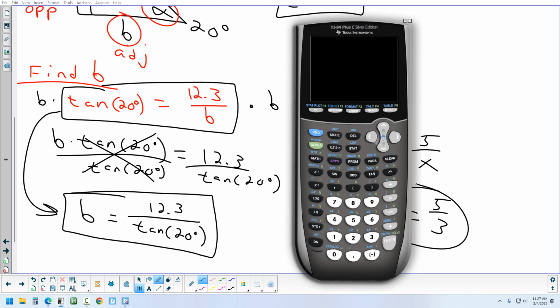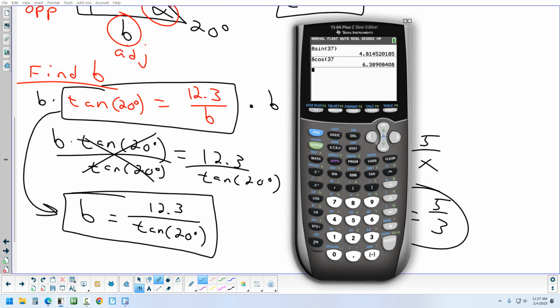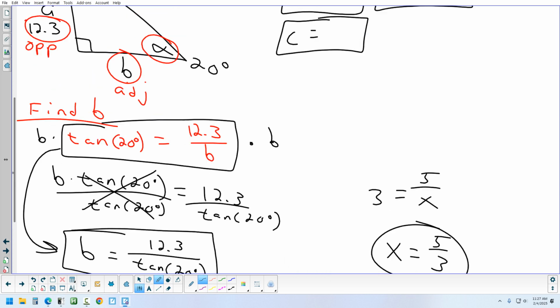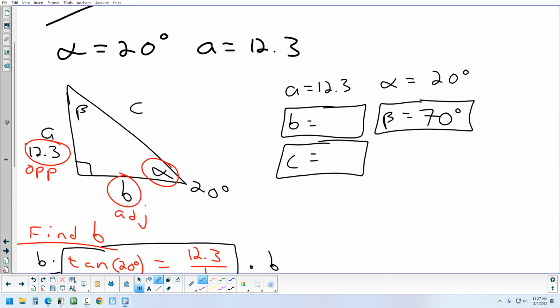All right, well, let's type that in. 12.3 divided by tangent 20. That's 33.794. Don't put a degree symbol on that because that's a side. That is not an angle. You don't want to start putting degree symbols in the wrong spots.